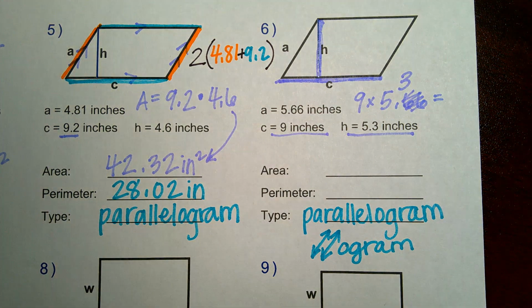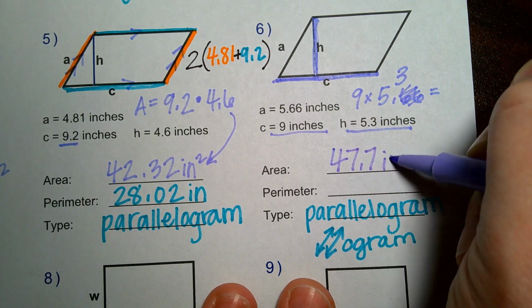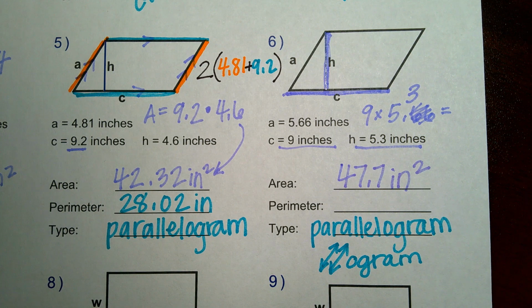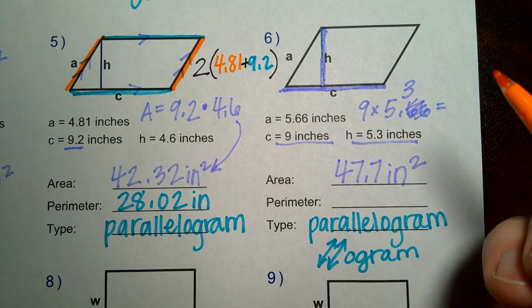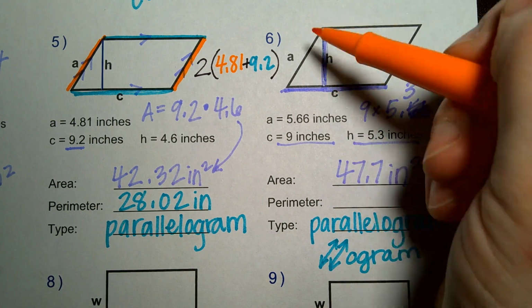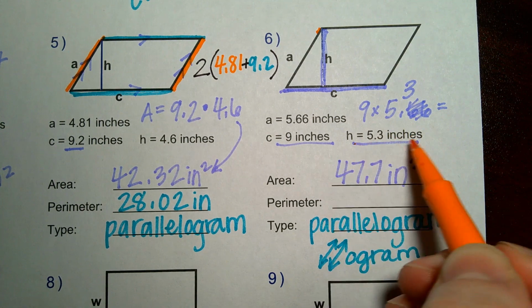47.7. Okay, awesome. And what's our units again? Inches squared. Perfect. 47.7 inches squared. Now, how about the perimeter? Which values do we use? 2 times 5.3 times that. Okay, plus that, so we're using H.